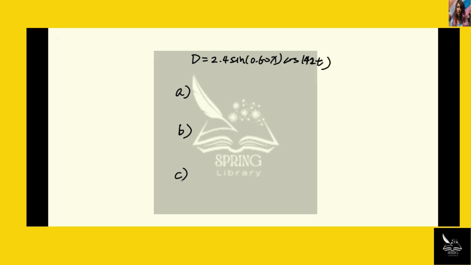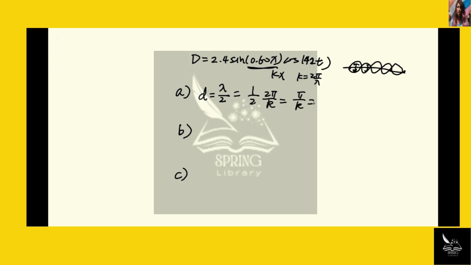So part A, when we want to find the distance between two nodes, as we can see, a standing wave looks kind of like this. So the distance between two nodes is half the wavelength. And how do we find the wavelength? We know this is kx, and k equals 2 pi over lambda. So lambda equals 2 pi over k. So half the wavelength is equal to pi over k, which is 5.2 centimeters.